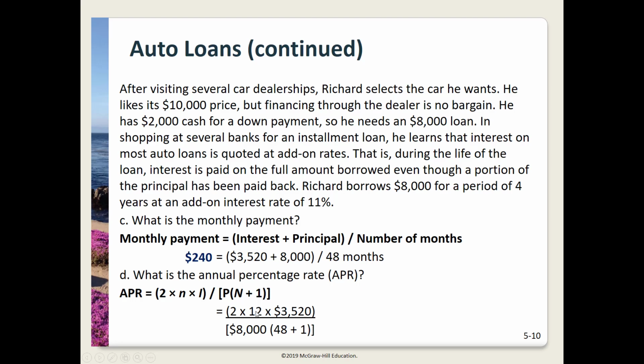So we'll go ahead and plug in our numbers. There's my 2, my 12, because there's going to be 12 monthly payments in 1 year. The interest we calculated earlier, which is the $3,520, and then divided by our principal loan of $8,000 borrowed, and then our big N, which is the 48 months, plus 1. So when I simplify, solving at the top and solving the bottom, I'll get $84,480 for the numerator, and I get $392,000 in the denominator. And then when I divide these two numbers, we get an APR of 21.55%. That's pretty high. But this is how we would calculate the APR to really understand what we're paying.